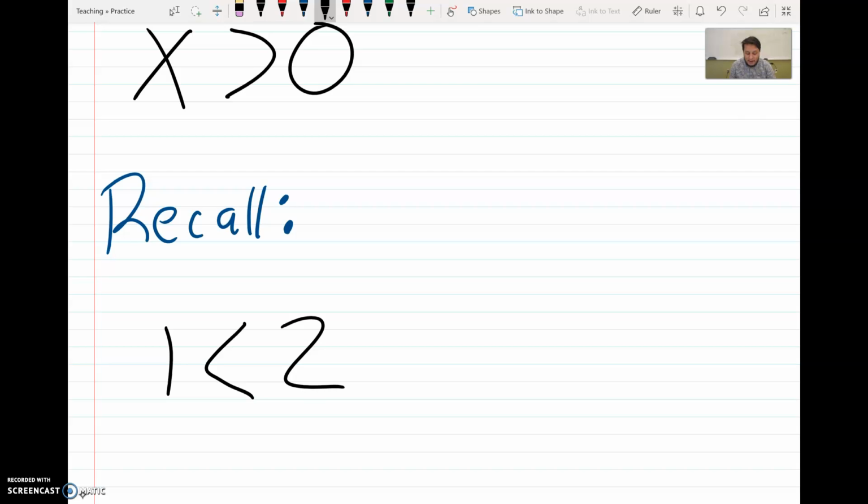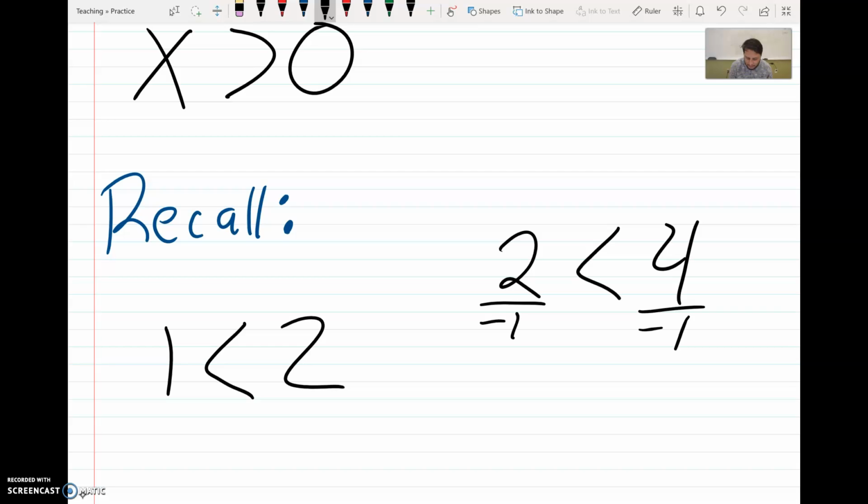Another thing we need to recall, guys, is very important. So, say we have 2 is less than 4. We know that this is a true statement, right? We can definitely say that 2 is less than 4. But what would happen if we were to divide or multiply by a negative number? See what happens. Negative 2 is less than negative 4. Is this statement still true? And I would happily tell you no, because most definitely negative 2 is not less than negative 4.